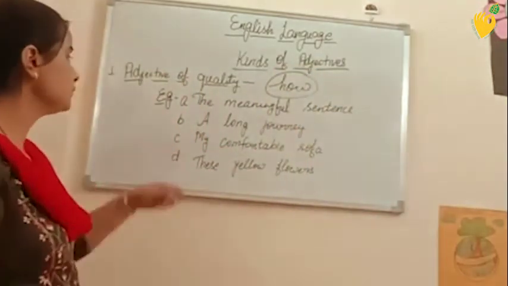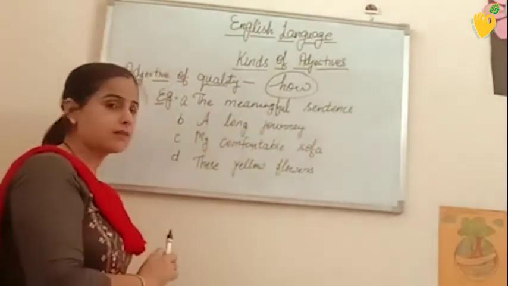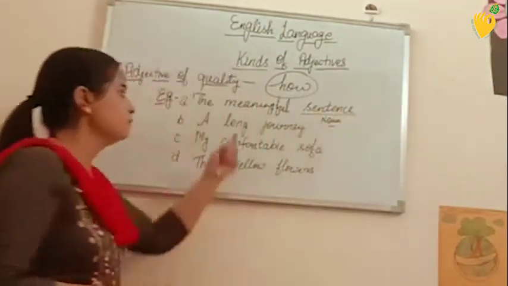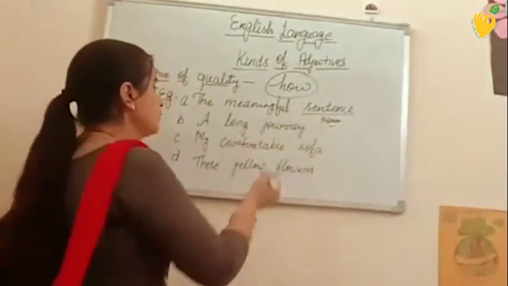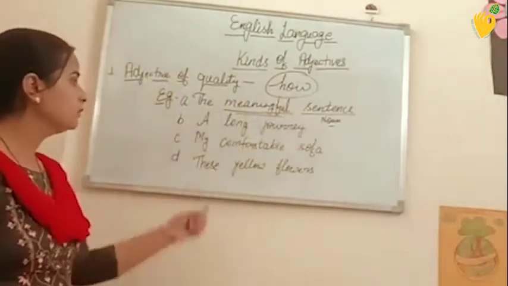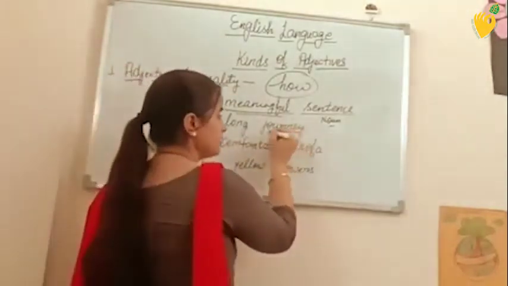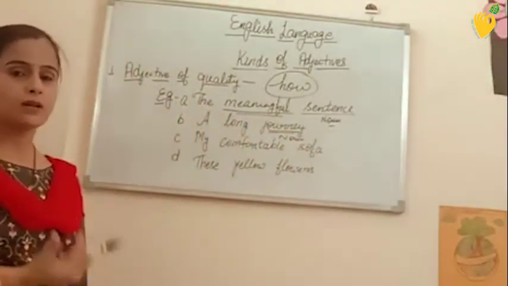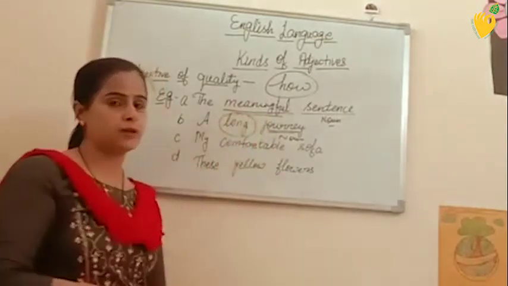Now look at the examples. First one is the meaningful sentence. In this example, sentence is noun and meaningful is telling about the quality of this noun word sentence. So meaningful is adjective of quality. Next example, a long journey. Here again, journey is noun and long is telling about the quality of this noun word journey. So long is adjective of quality.